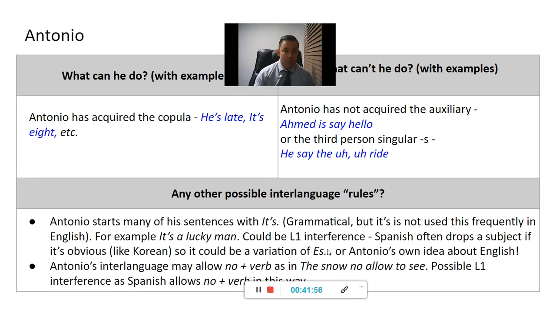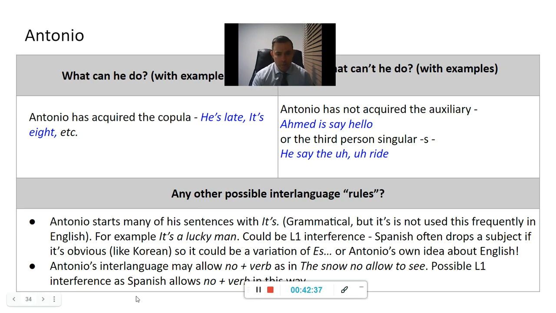Well, I noticed a few things coming from Spanish. So, possibly, right? Antonio starts many of his sentences with it's. I mean, that's grammatical, but it's not used this frequently. For example, it's a lucky man, right? We would say he is a lucky man or something like this. So it could be interference from his Spanish because Spanish often drops the subject and they'll just say is, which is like es or está, right? So kind of like Korean, they can drop the subject a lot. So this could be a variation of es, just kind of interesting, or his own idea about English.